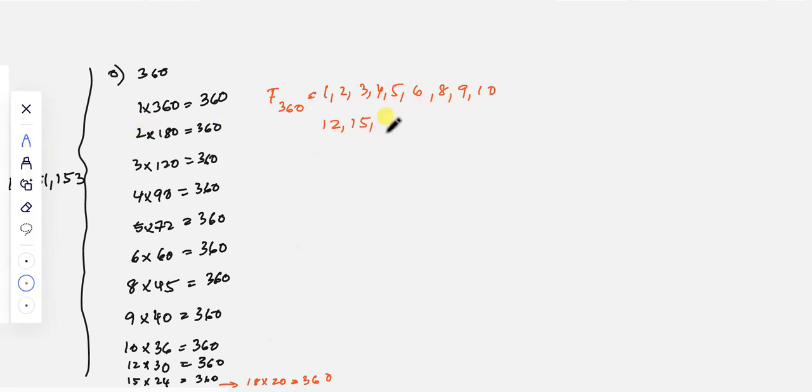So we have 15, then 18, 20, 24, 30, 36, and then 40, 45, 60, 72, 90, 120, 180, and 360. That's the end of question 1. Let's move to question 2.